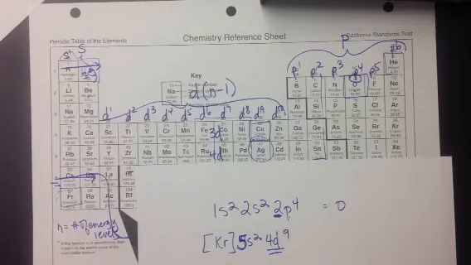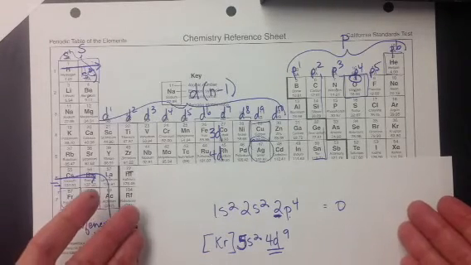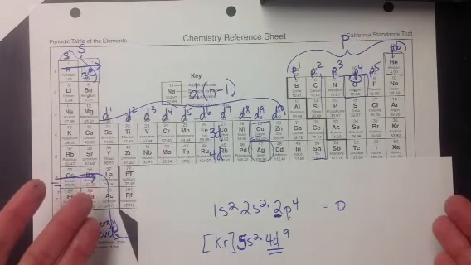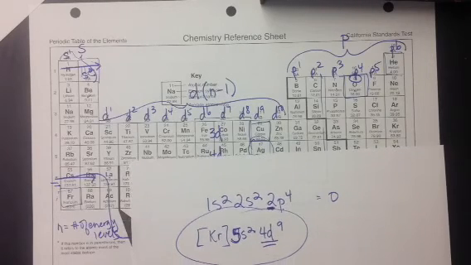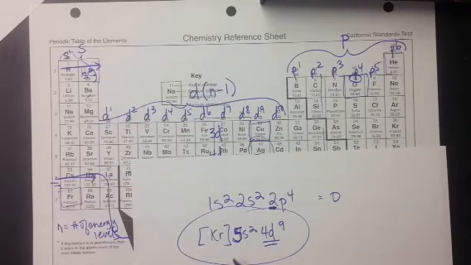So on your test, you're not going to have to actually write the electron configuration. You're just going to be given an electron configuration and asked what element it is. The other thing is I can ask you how many valence electrons does this element have, and you'd have to remember that it's the electrons found in the highest energy level in the s and the p orbital. So my highest energy level is 5, and my s orbital would be that this had 2 valence electrons.